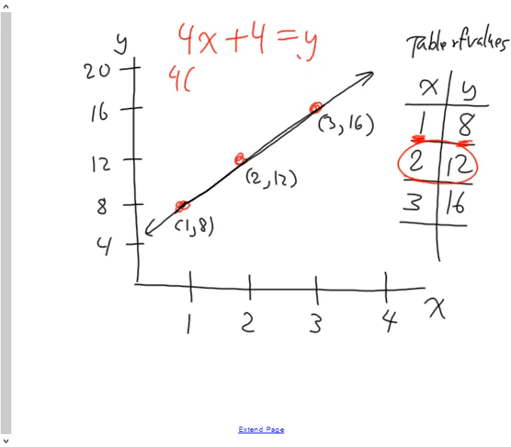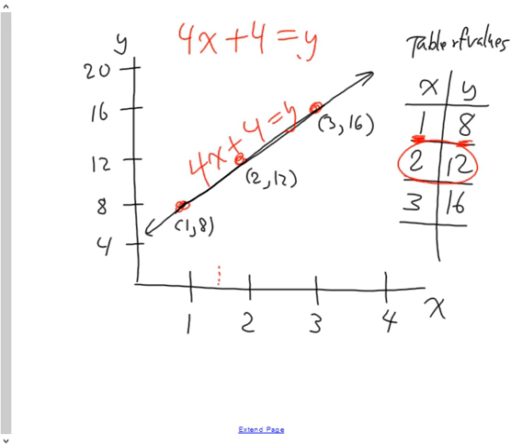If I take my x value of 3 and multiply by 4 and add 4, I will get the y value of 16, because 12 plus 4 is 16. So this equation of 4x plus 4 equals y is the equation that matches every point on this line, even the points that are in between.